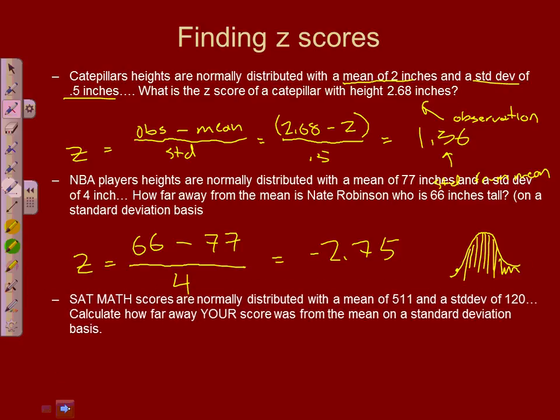Finally, SAT math scores, I just looked this up. This is for last year, are normally distributed with a mean of 511 and a standard deviation of 120. Calculate how far away your score was from the mean on a standard deviation basis. Did everybody take the SAT? No? If you didn't take the SAT, pretend your score was a 600.